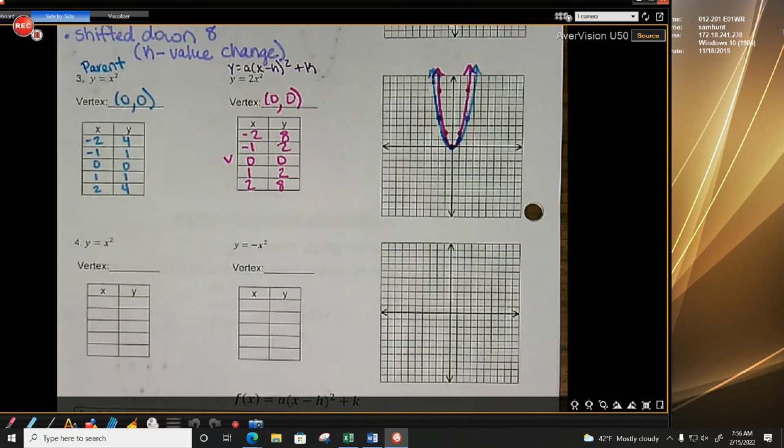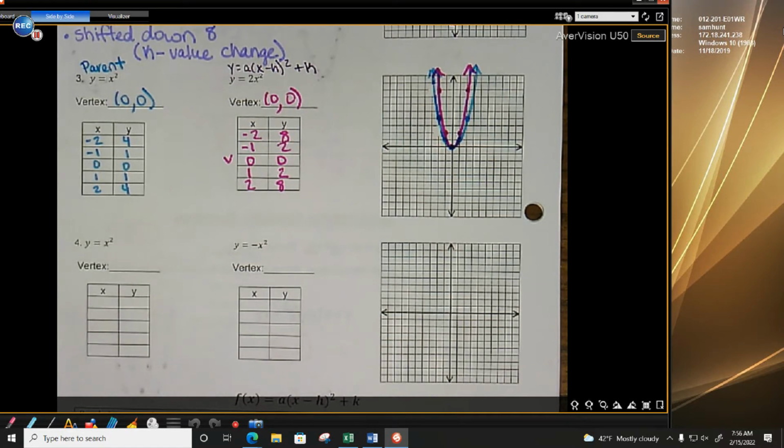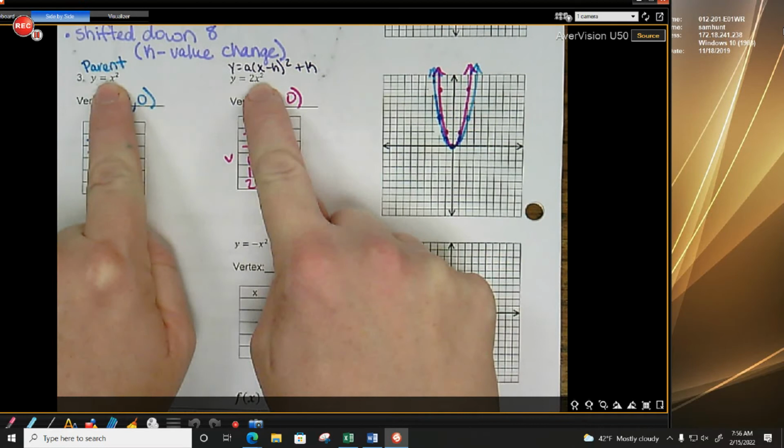Okay, so I didn't shift right or left. I didn't shift up or down. My vertex is at the origin, just like it is on the parent function. No shifting happened. But what did happen to your graph? They're clearly not the same. The points are not all directly on top of each other. Their equations aren't the same, so they're not the same function. What's different?